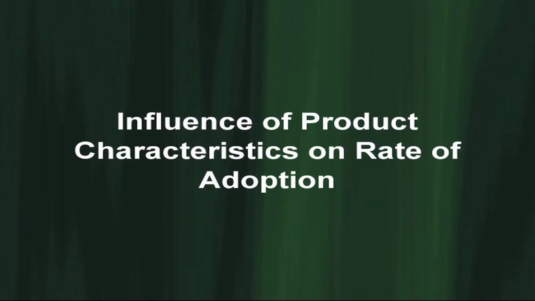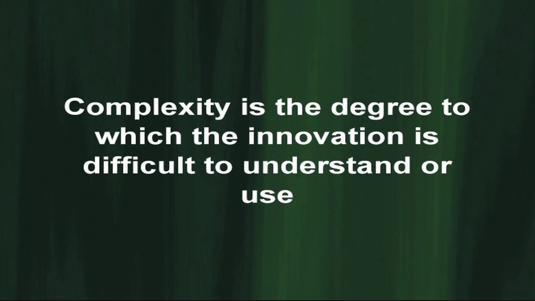Then we come to the influence of product characteristics on rate of adoption. Relative advantage is the degree to which an innovation appears to be superior to the existing product, whereas compatibility is the degree to which the innovation fits the values and experience of the potential customers. Complexity is the degree to which the innovation is difficult to understand or use. And finally, divisibility is the degree to which the innovation may be tried on a limited basis.